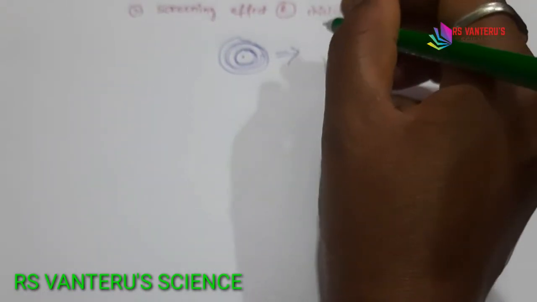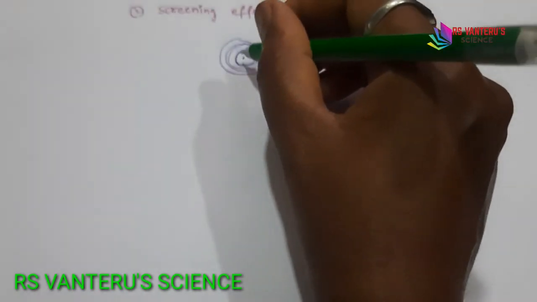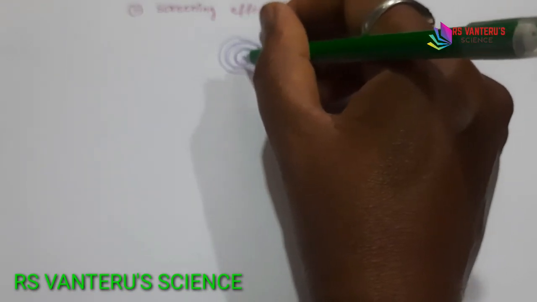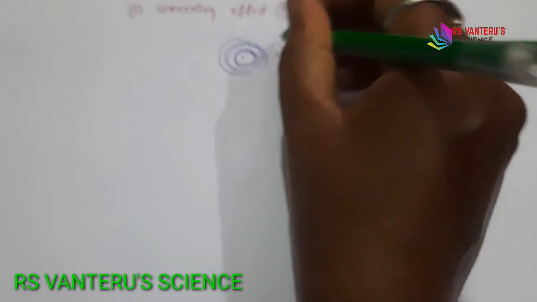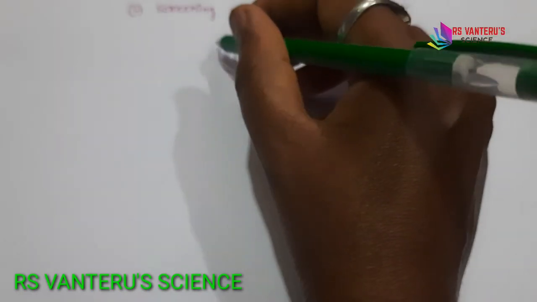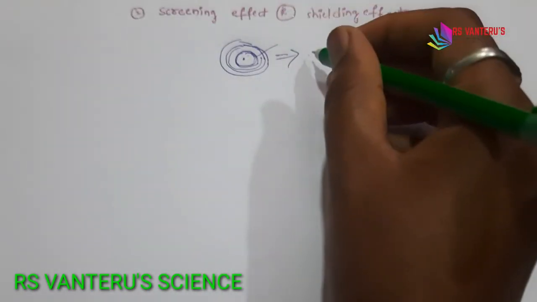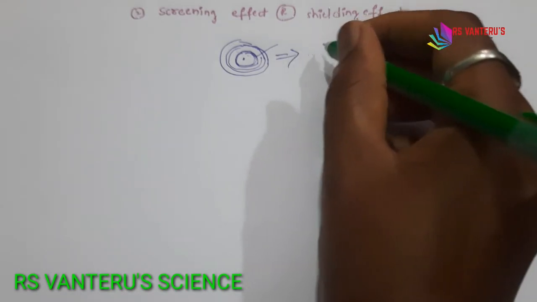What is screening effect? More the shells with electrons between the nucleus and the valency shells, they act as screens. They decrease the nuclear attraction over the electron. This is called the screening effect.